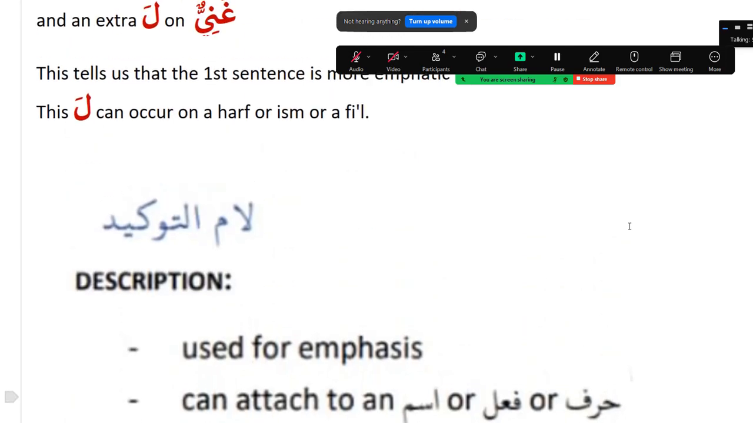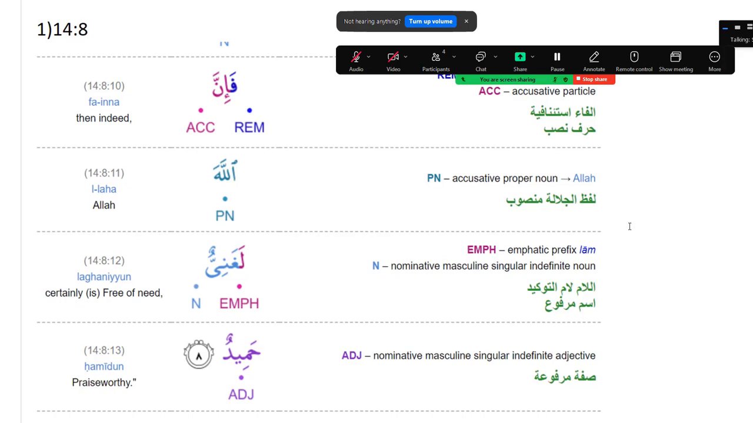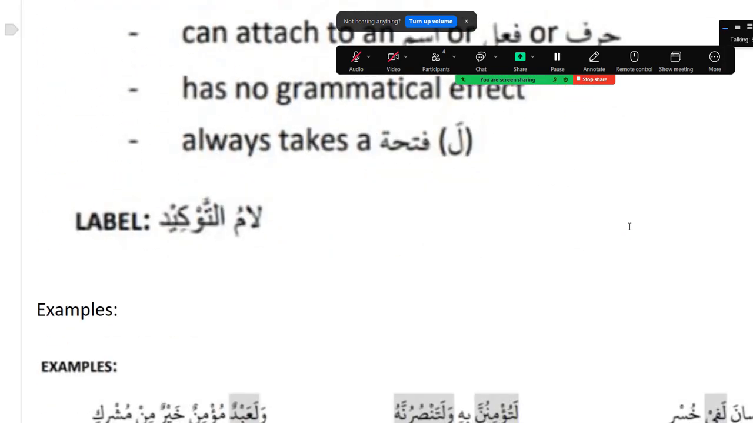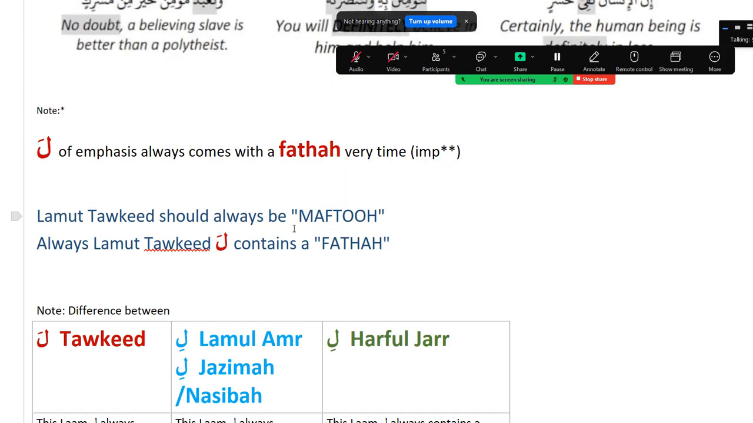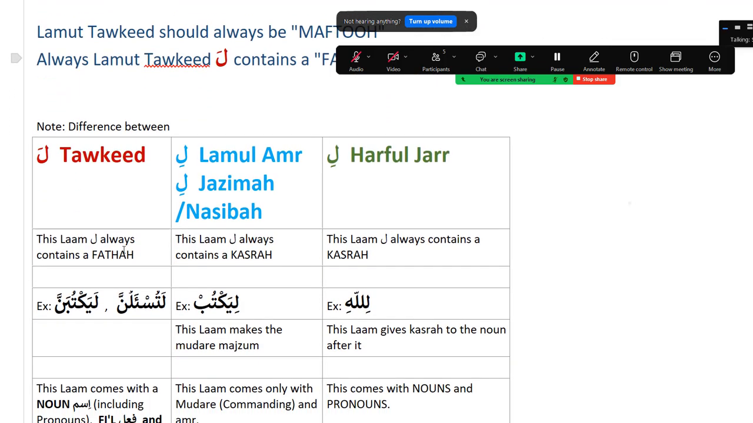So it's la ghaniyun hamid, right? So ghani didn't change, it remained the same, right? La ghaniyun hamid. And it always takes a fatha. Lam always has a fatha. Lam Tawkeed should always be maftuh, which means Lam Tawkeed always contains a fatha on it.